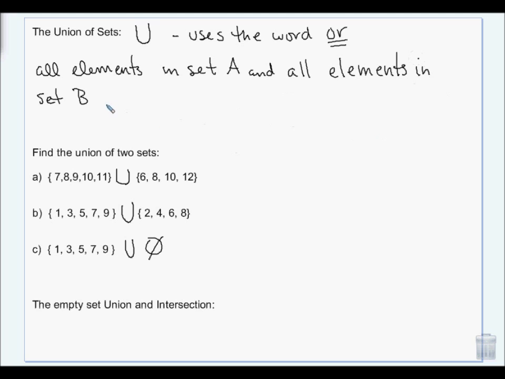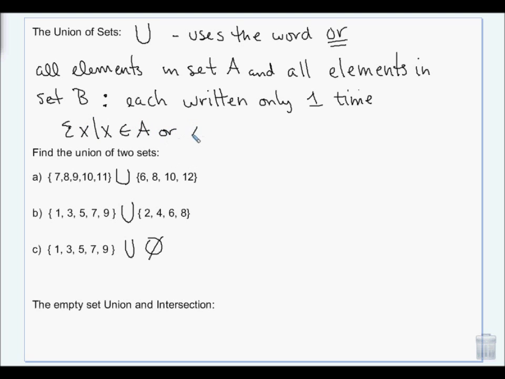Okay, now, each is written only one time. So if you have a 2 in A, and then you also have a 2 in B, you just write down 2 once. You don't have to write it twice. And the symbol for this would be x such that x is an element of A, or x is an element of B. And that's A union B.